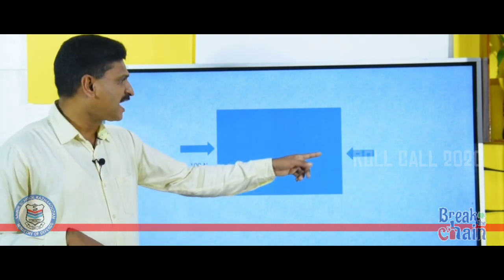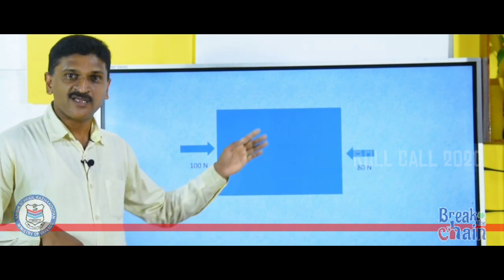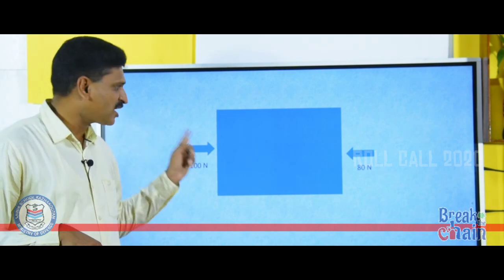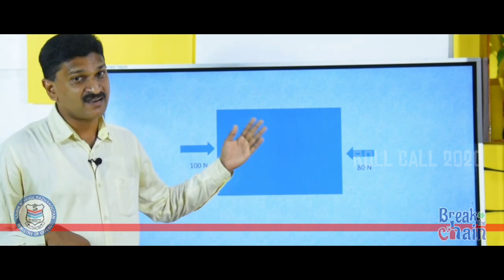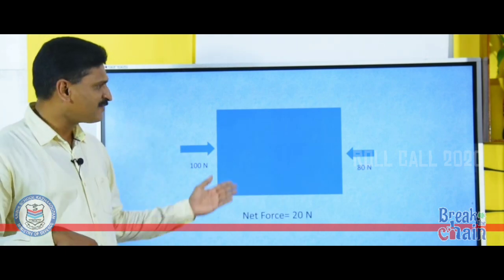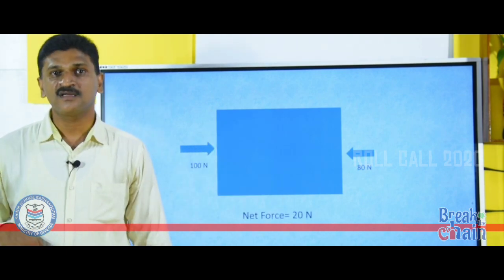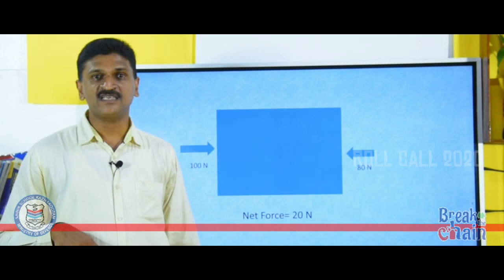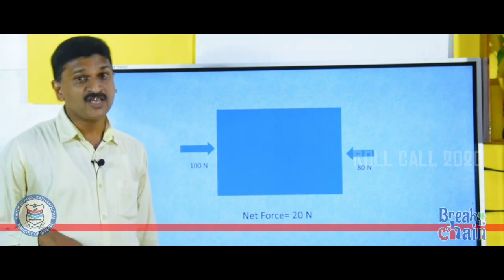Another force of 80 Newton acts on the body towards the left. So, you can see that two different forces are acting on the same object from opposite directions. Can you tell me what is the net force acting on this object? It is nothing but 100 minus 80, which is equal to 20 Newton.